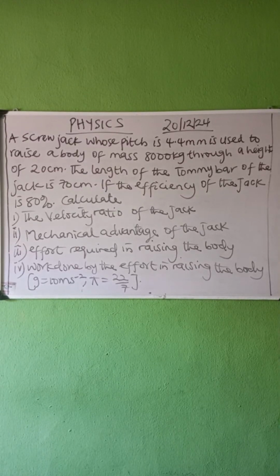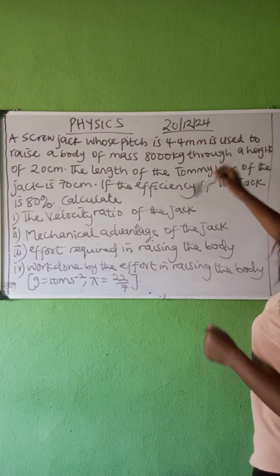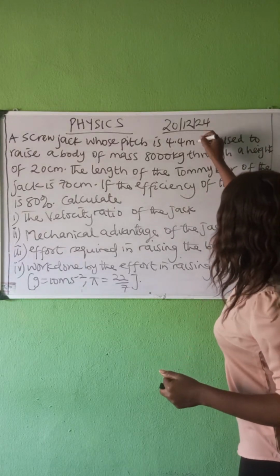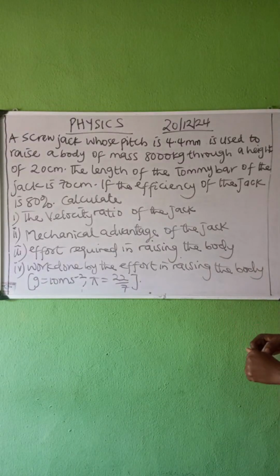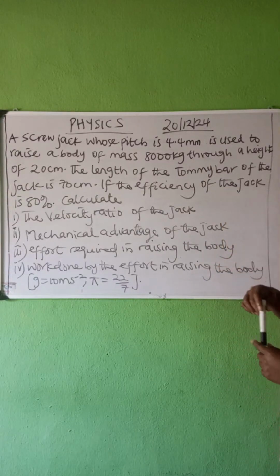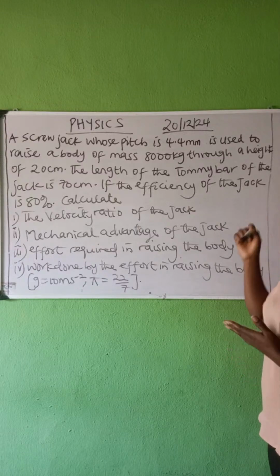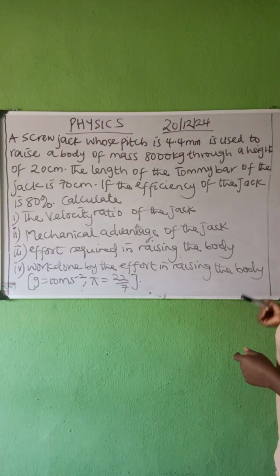All right, so we can proceed. The question says a screw jack whose pitch is 4.4 millimeters, millimeter is together, millimeter, okay, is used to raise a body of mass 8,000 kilograms through a height of 20 centimeters. The length of the tommy bar of the jack is 70 centimeters. If the efficiency of the jack is 80%, calculate (i) the velocity ratio of the jack, (ii) the mechanical advantage of the jack, (iii) the effort required in raising the body, and (iv) the work done by the effort in raising the body.